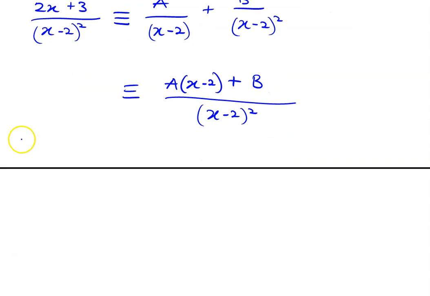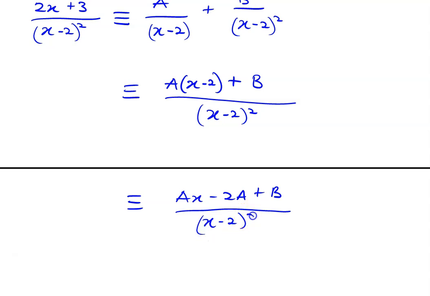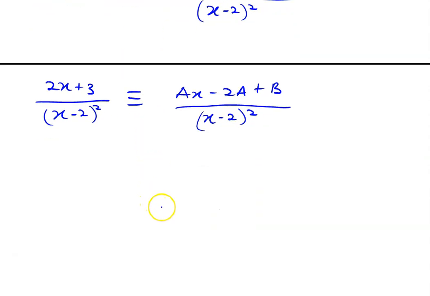So let's proceed. At this point, I can simplify the numerator, which gives ax minus 2a plus b, all over (x minus 2) squared. And at this end, we have 2x plus 3 all divided by (x minus 2) squared. Since they are identical, I can compare the numerators. So we have 2x plus 3 is equal to ax minus 2x plus b.